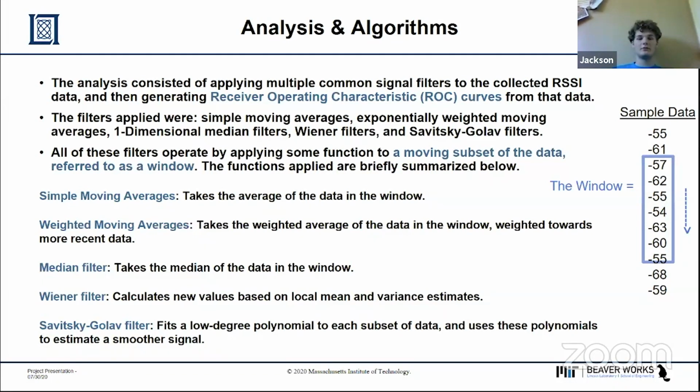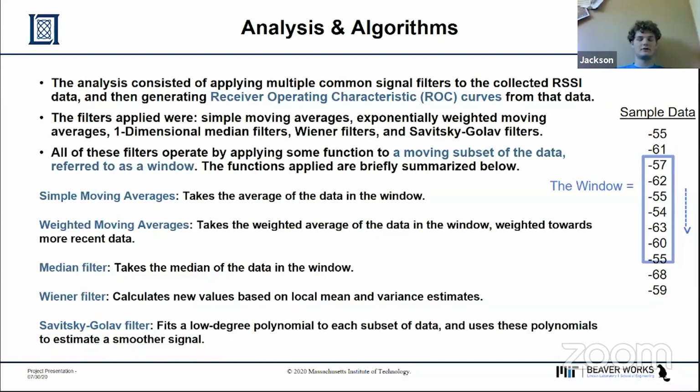The filters applied were simple moving averages, exponentially weighted moving averages, median filters, Wiener filters, and Savitzky-Golay filters. Each of these filters operates by performing some function on a moving subset of the data, referred to as a window. The functions are shown in the slide.